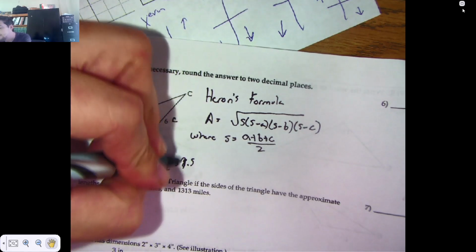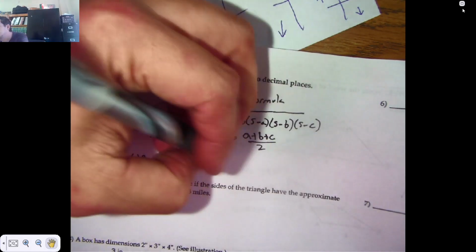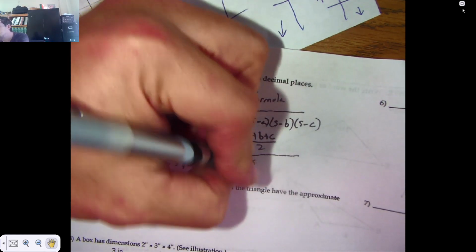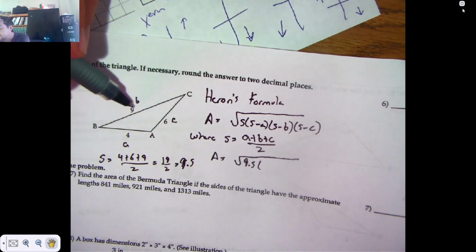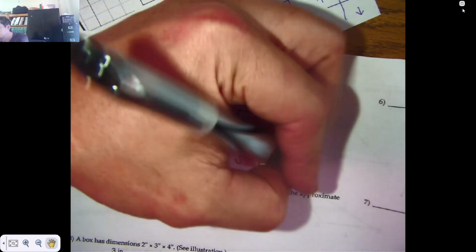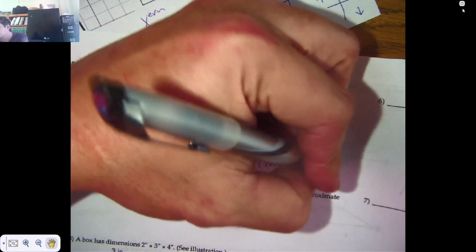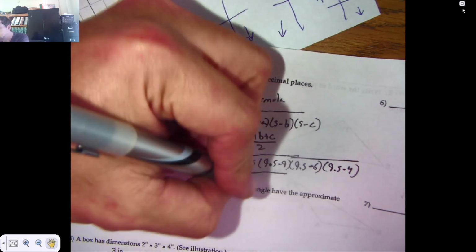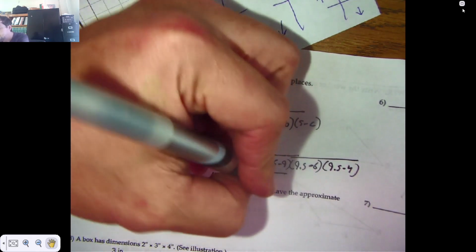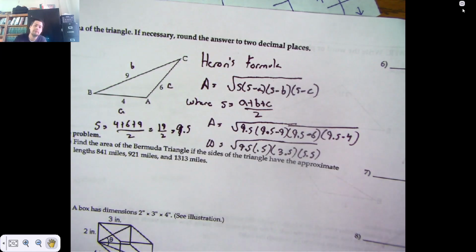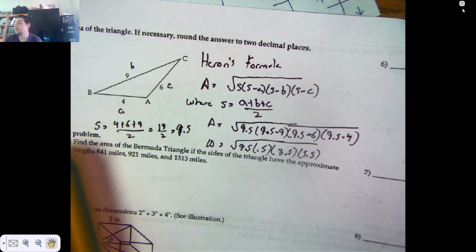Sorry, 9.5. And then you just write down Hero's formula, and the reality is you're probably not going to write anything, you're just going to push buttons, but you can have 9.5 times parentheses 9.5 minus 9, 9.5 minus 6, 9.5 minus 4. And honestly, I don't like pushing all those buttons. I would just put in 0.5, 3.5, and 5.5 because I'm quicker at doing little things like that than I am pushing buttons. I wouldn't have written any of that down. But anyways, that's Hero's formula.